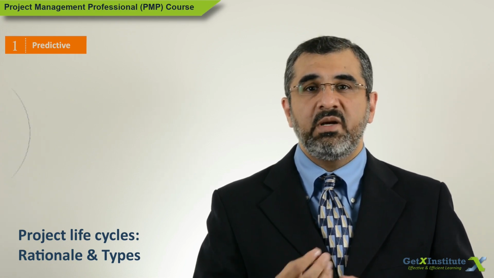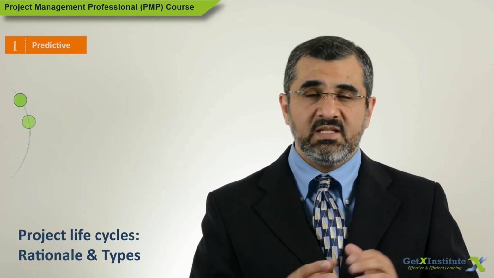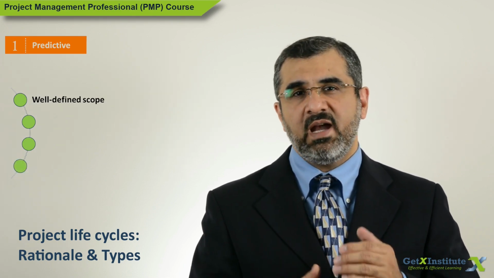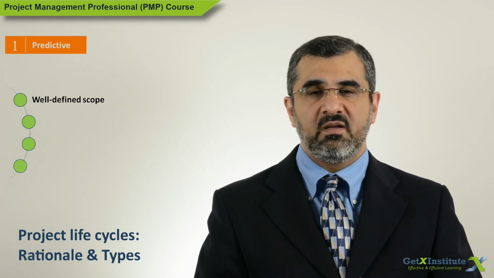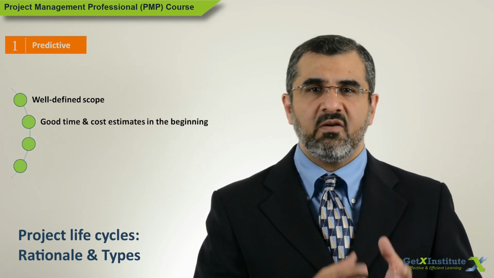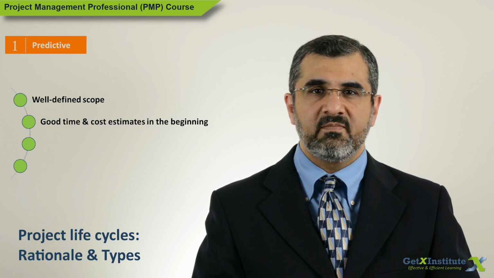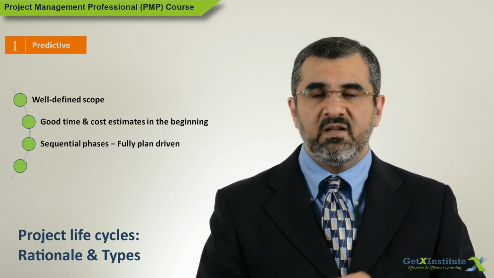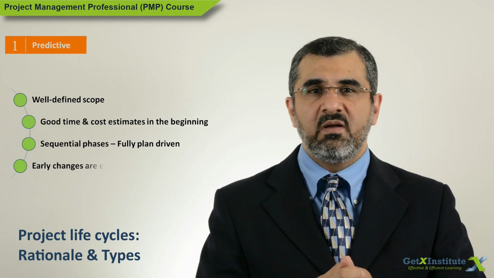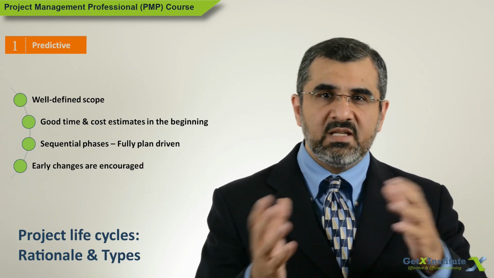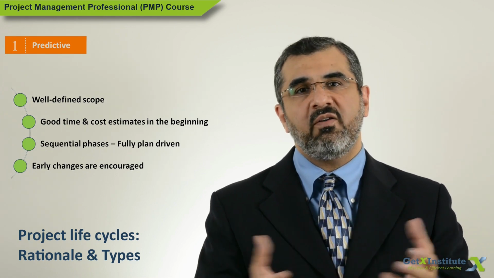The first is predictive life cycle. This life cycle is used when the scope can be defined well at the beginning of the project. Once the scope is established, a good time and cost estimate can be prepared. The approach is to collect all the requirements, define all the scope, design all of it, develop all of it, test all of it, and deploy all of it.